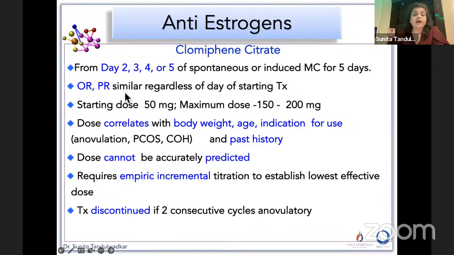Now, pregnancy rates are the same, whether you start from day 2, day 3, day 4, or day 5.